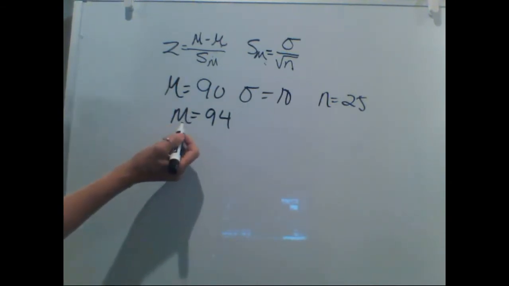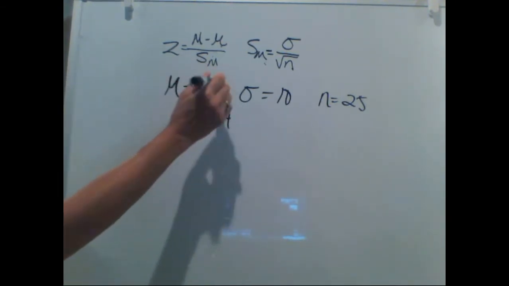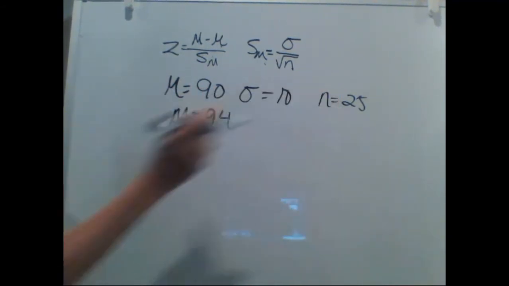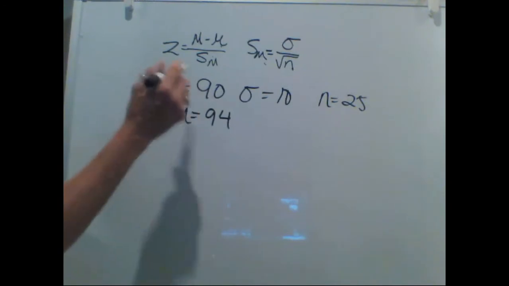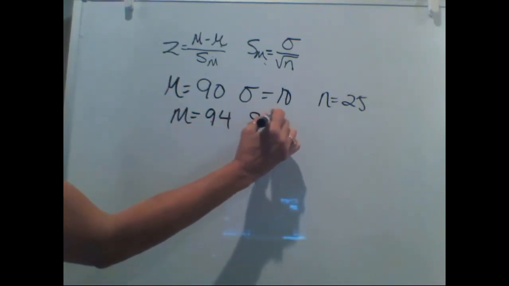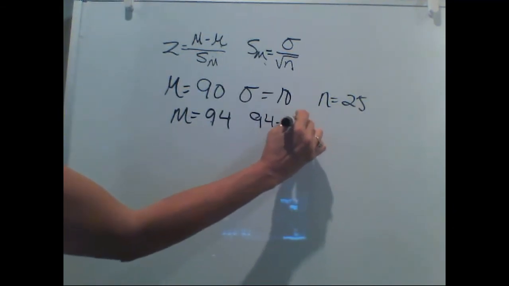So let's do that. Let's find the z-score. We have, first of all, we had a mean of 90 in the population, standard deviation of 10, and our sample size is 25. So let's find the z-score first. We're going to take 94 minus 90, which is our population mean.